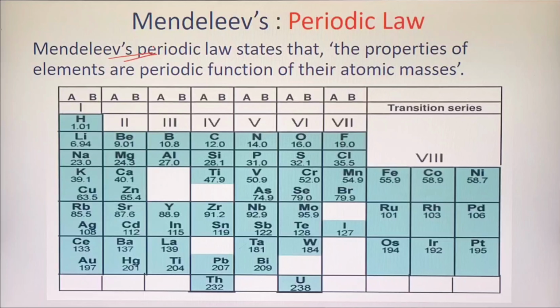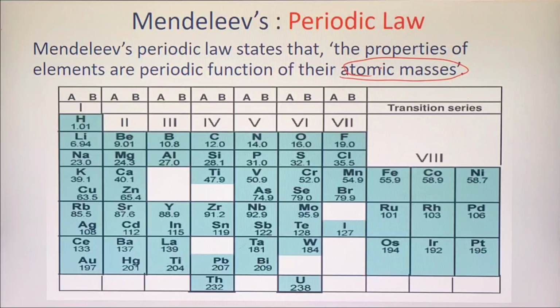He was the first scientist who made an attempt to classify the elements. He placed the elements according to their atomic masses. Now, what do you understand by the word atomic mass, children? Atomic mass means nothing but atomic weight. So, he was the scientist who arranged the elements according to their atomic masses or atomic weight. So, he developed a law which is called as Mendeleev's periodic law. What does Mendeleev's periodic law state? That the properties of the elements are periodic functions of their atomic masses.